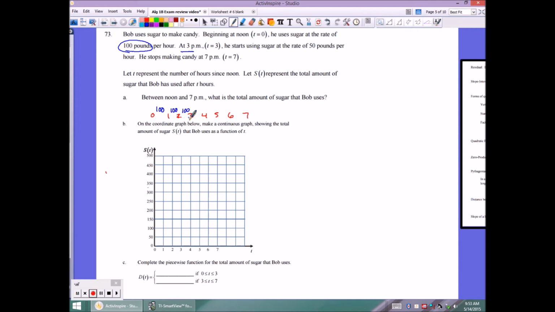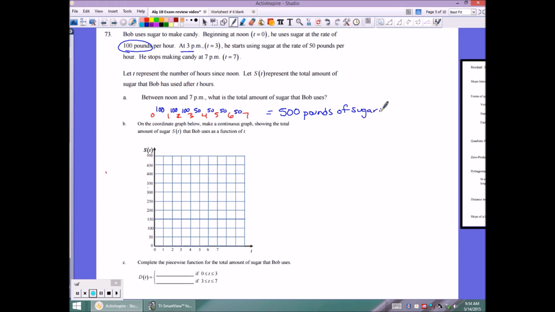All right, and then he starts using 50 pounds per hour until 7. So 50, 50, 50, 50, and then he stops, right? So I would count these up, 1, 2, 3, 4, 5. So 500 pounds of sugar.